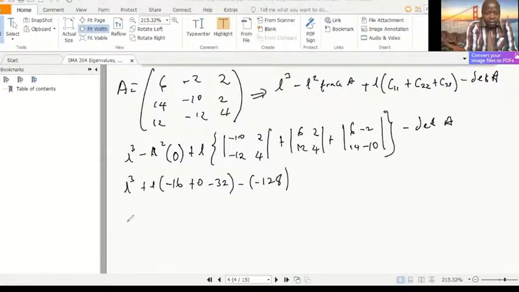So this gives us lambda cubed. What is this? Negative 48? Negative 48 lambda plus 128. This is a cubic equation.